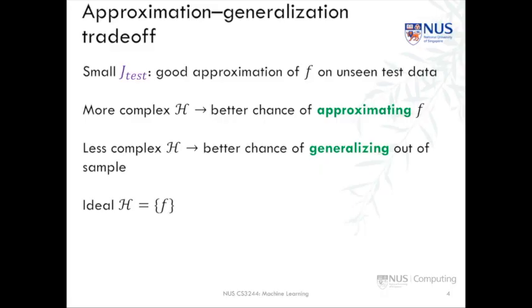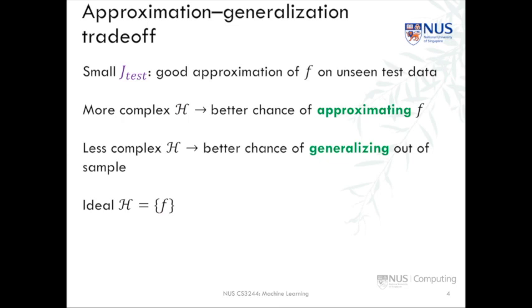Let's start again by looking at where we left off in the pre-class lecture. We talked about the approximation-generalization trade-off as being another name for the bias-variance trade-off. The key idea here is that we want to minimize our test cost. We want to be able to approximate the target function well on new unseen data.